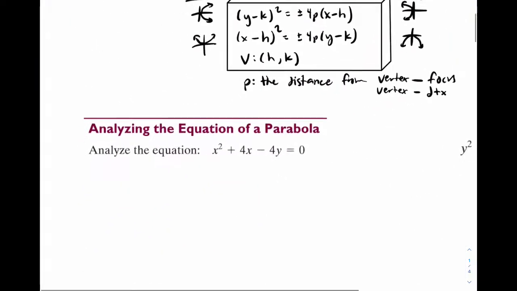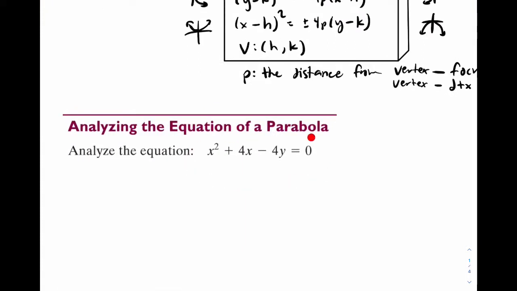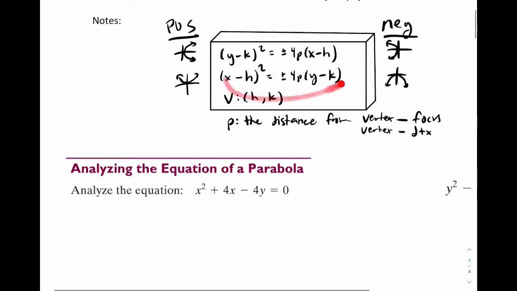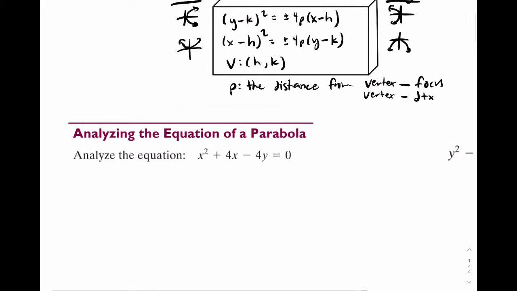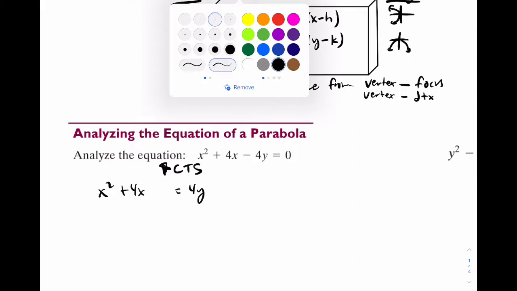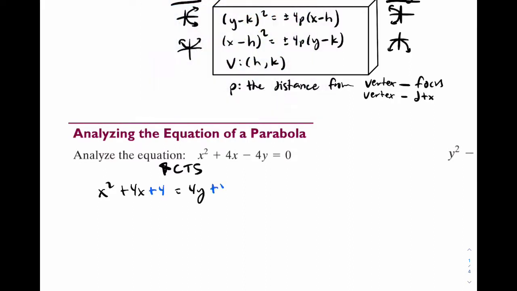It says analyze this equation. So first, notice how this looks nothing like either of these, which means you have to make it into this. And the way you do that is through a method you already know, complete the square. So notice how the term right here is x squared. I'm going to leave that on the left, x squared plus 4x, and move the 4y over. Now I'm going to complete the square, so I'm going to add 4 to each side, and now we're good to go.